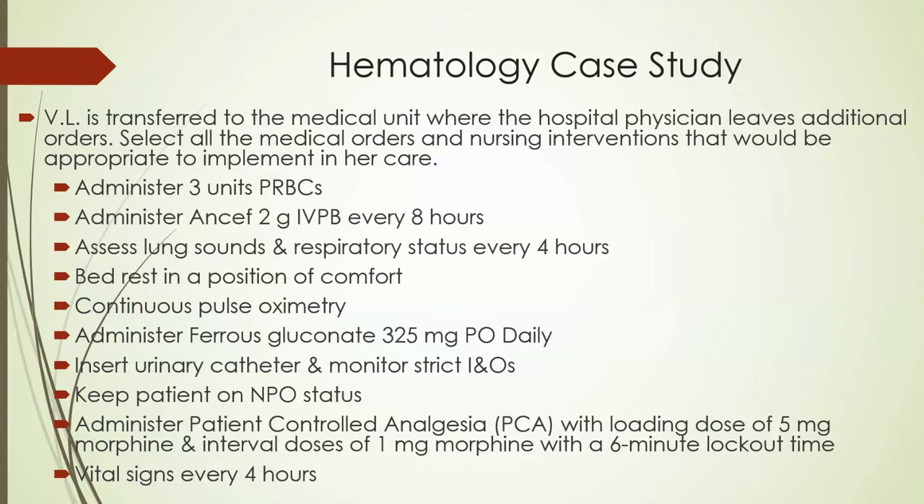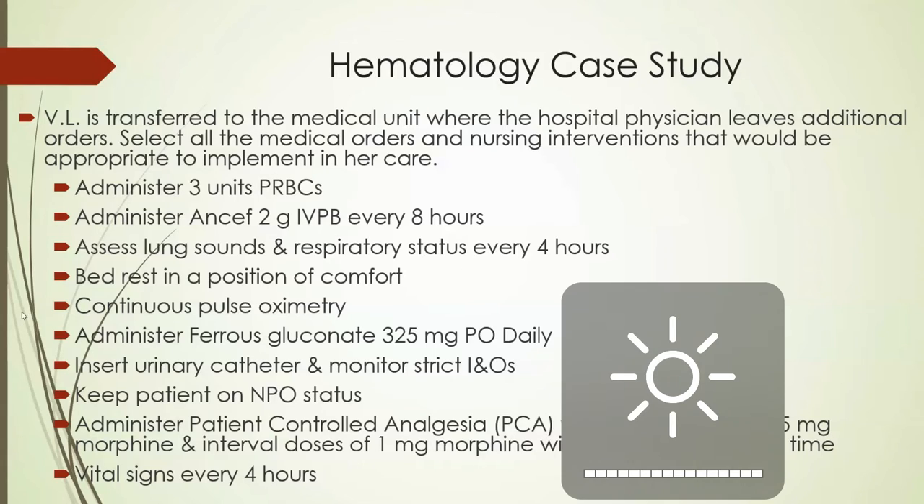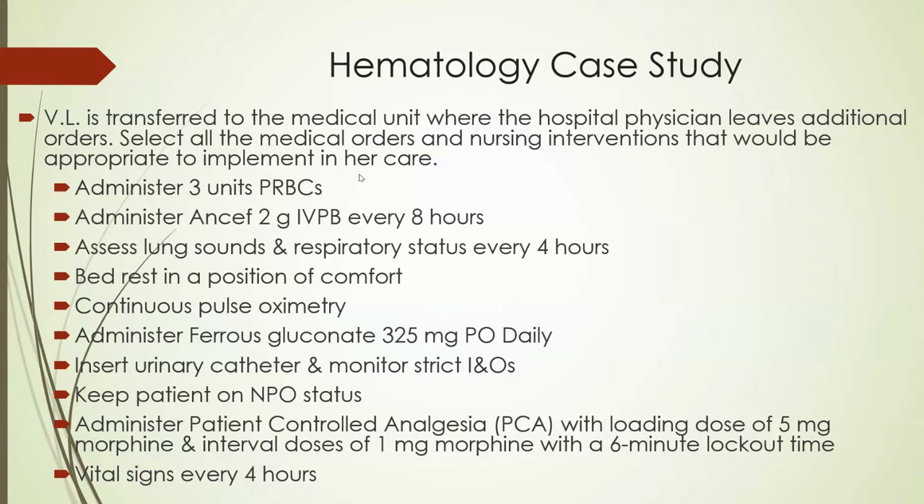Administering packed red blood cells wouldn't help someone who is in sickle cell crisis because they have enough blood cells. They're just the wrong shape. So what we need to do is unsickle her cells, because if we were to give a blood transfusion and then unsickle her cells, she'd have too many red blood cells. So we don't want to administer the packed red blood cells. That would not be an appropriate order for someone with sickle cell disease.